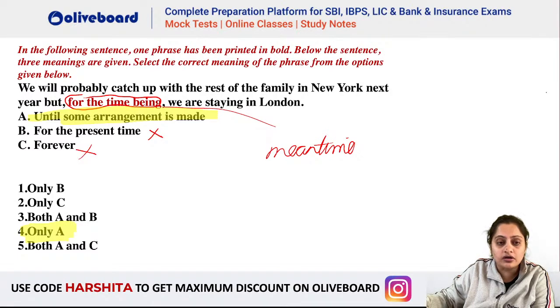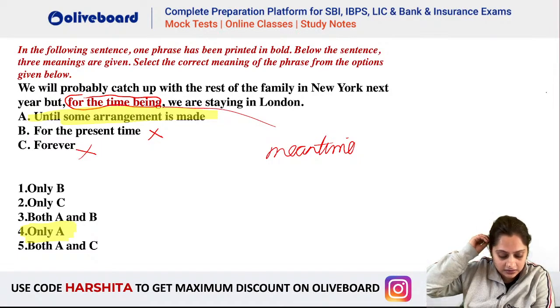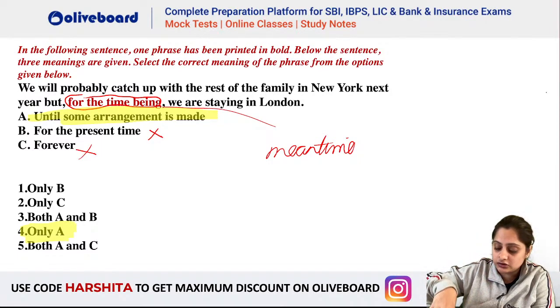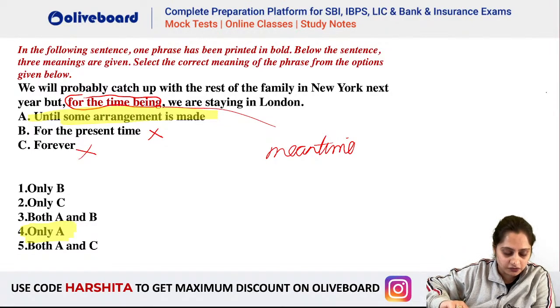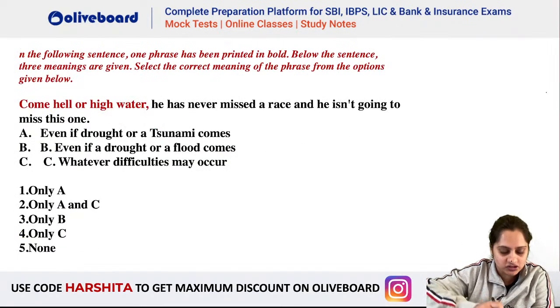You're not talking about a particular point of time. So for the present time is wrong, Manjeet. You're not talking about a present or past context here. That is, till the time we get some arrangement to stay, we will be here in London. So you're not mentioning the present moment or present time or past time. So don't get confused here. B will not come, only A. Next one, phrase replacement. Next question, tell me.